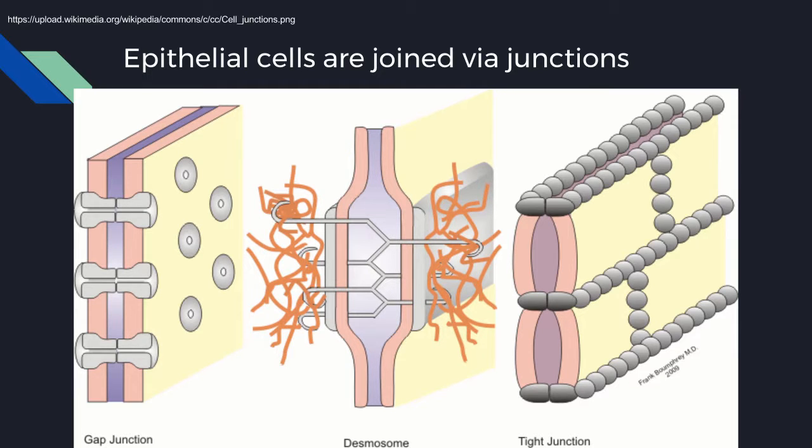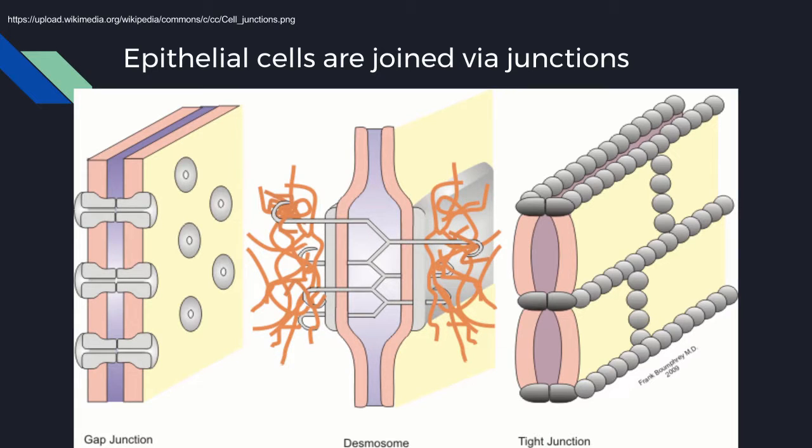The screen has 3 junctions on there. To name them, on the left-hand side, those are called gap junctions. The one in the middle are called desmosomes. The one on the right are called tight junctions. We don't need to know any of their names. Gap junctions will show up later, but right now we don't care. All 3 of them glue cells together.